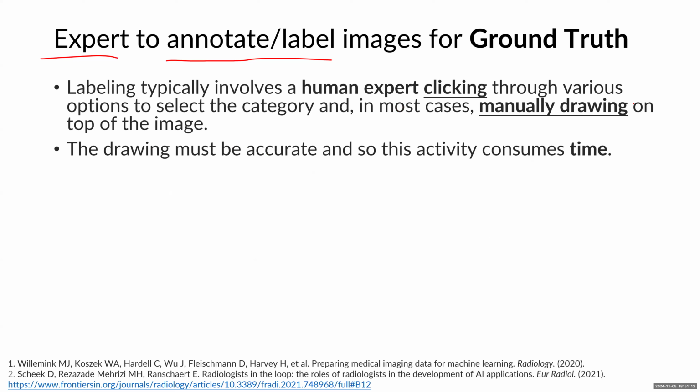Okay, so labeling typically involves a human expert clicking through various options, or maybe you can draw polygons like this, and then select the category. In most cases it is manually drawing on top of the image, and the drawing must be accurate.